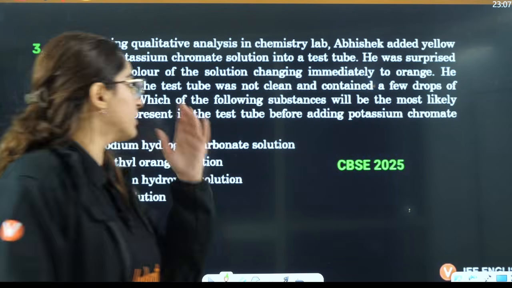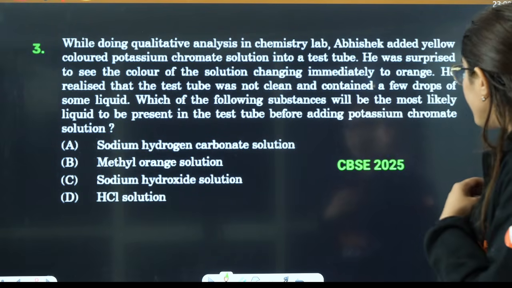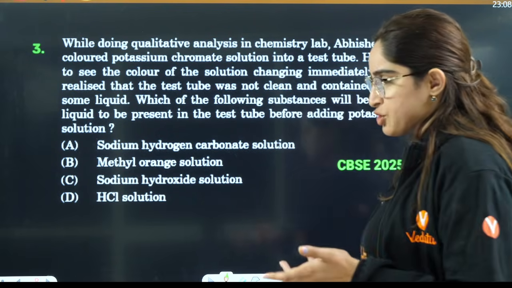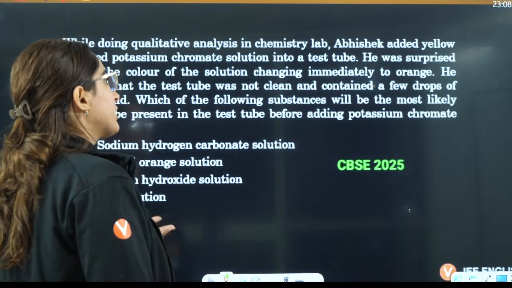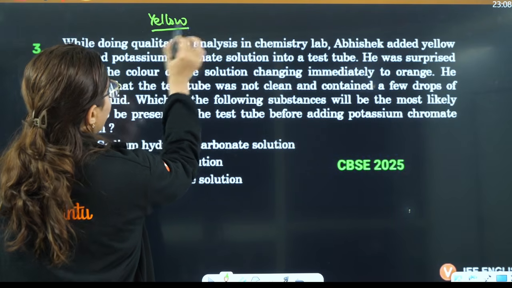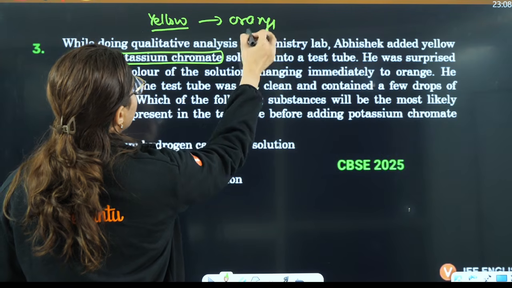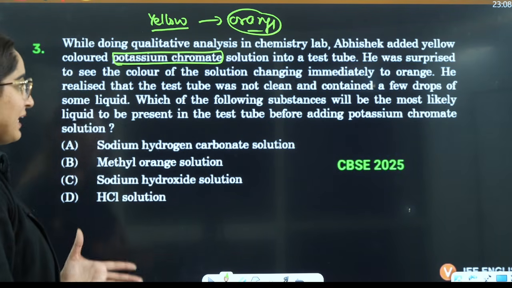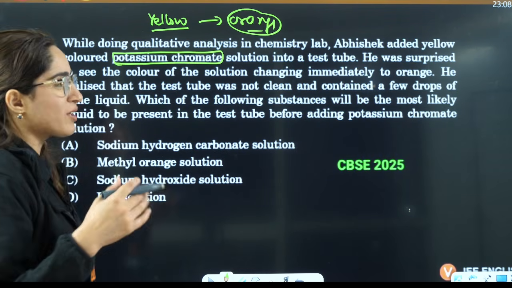So if you see this here, while doing qualitative analysis in chemistry lab, Abhishek added yellow colored potassium chromate solution into test tube. Okay. He was surprised to see the color of the solution changing immediately to orange. Firstly you had yellow color of potassium chromate, right? Then it was changing to orange color, and definitely that orange color is of dichromate. He realized that the test tube was not clean and contained a few drops of some liquid. Now they are asking you, what is that liquid?